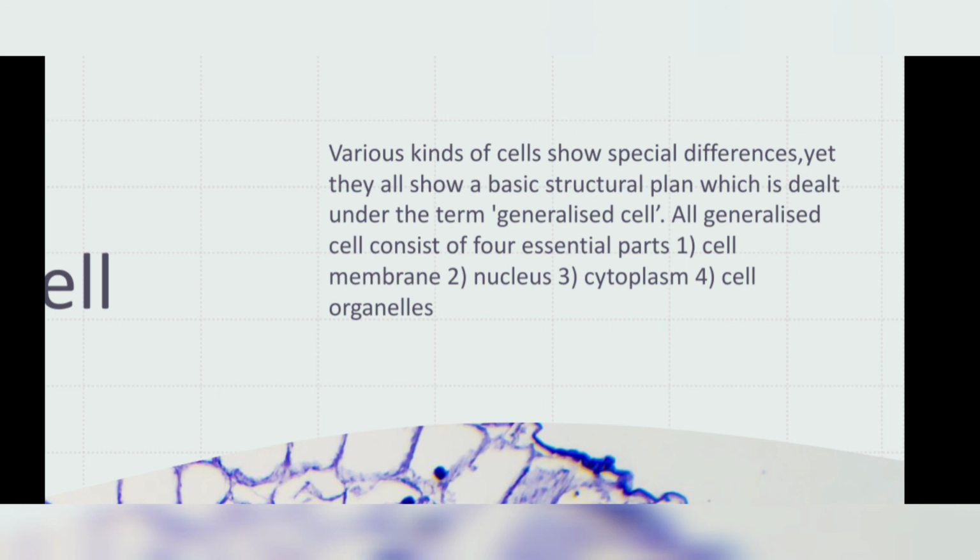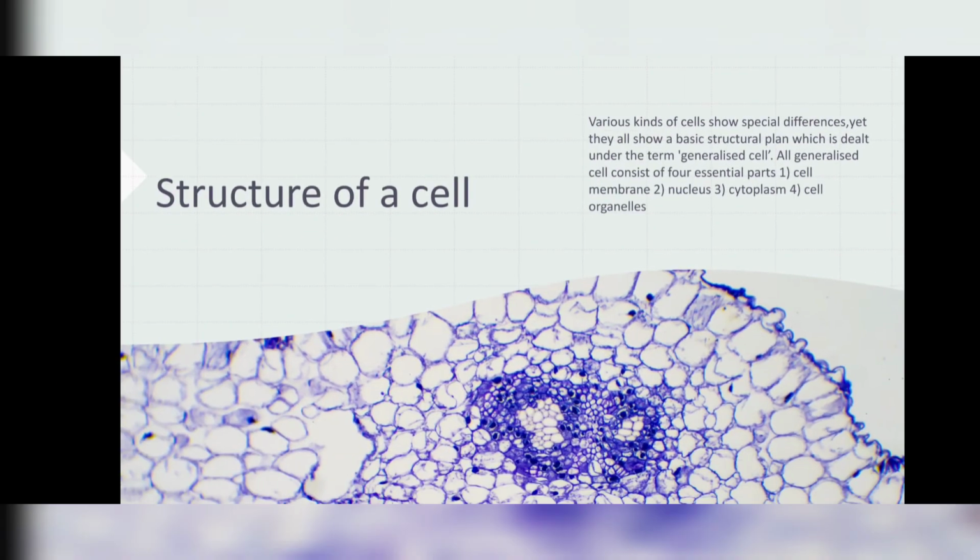Okay, so that cytoplasm is important, and in the cytoplasm there are cell organelles, the structure of the cell, how can I explain, organs of the cell. Yes, organs of cells are present in cytoplasm, so cell organelles. These are the four essential parts a generalized cell contains, meaning every cell has these four parts: cell membrane, nucleus, cytoplasm, cell organelles.